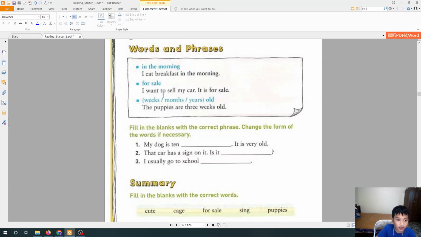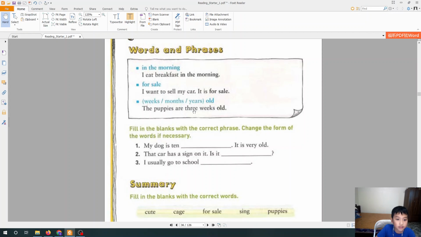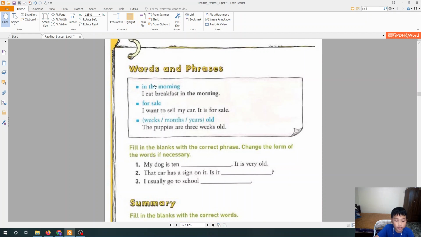First exercise today is word and phrase, and we will learn three more words. First word is in the morning. It has a sentence: I eat breakfast in the morning. Next word is for sale. I want to sell my car. Is it for sale? The meaning of for sale is something is selling.